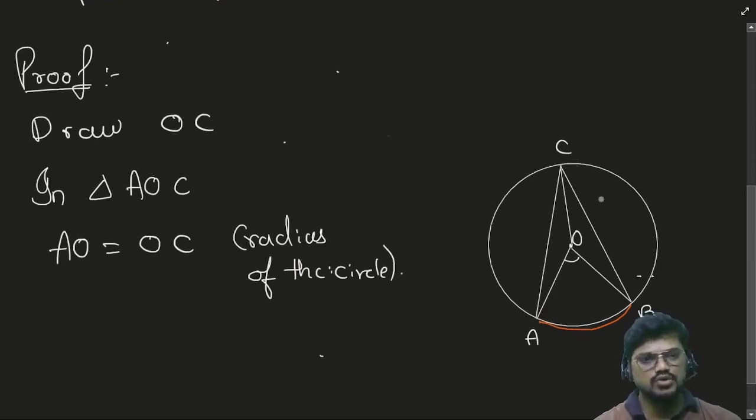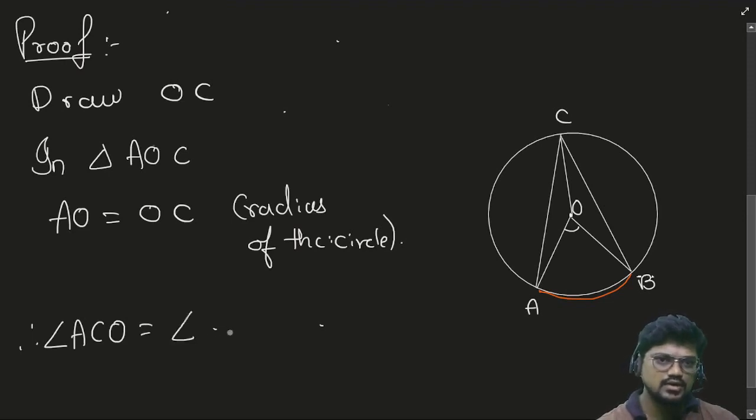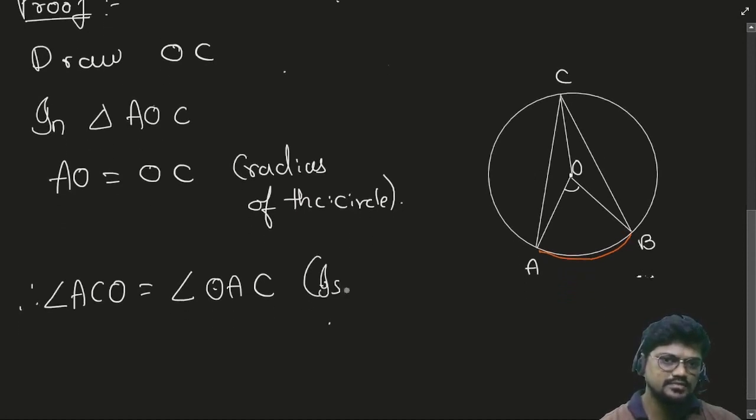Since both are equal, can I say angle ACO will be equal to angle OAC? Yes or no? Isosceles triangle property. If the two sides are equal, then the opposite angles are also equal. What would be the reason? Isosceles triangle property. Yes, these two angles will be equal.